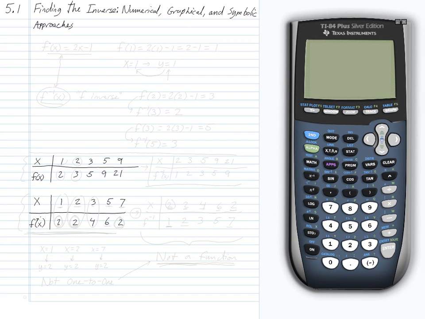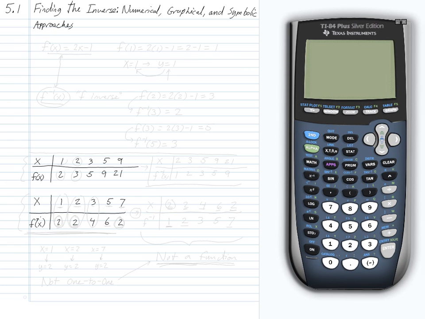Welcome to section 5.1. In chapter 5, we're going to be discussing inverse functions. In this section, our title is Finding the Inverse, Numerical, Graphic, and Symbolic Approaches. So before we get into finding the inverse, we need to determine what exactly the inverse is.